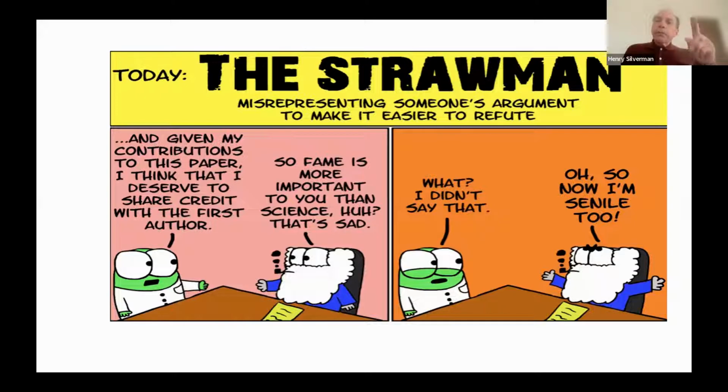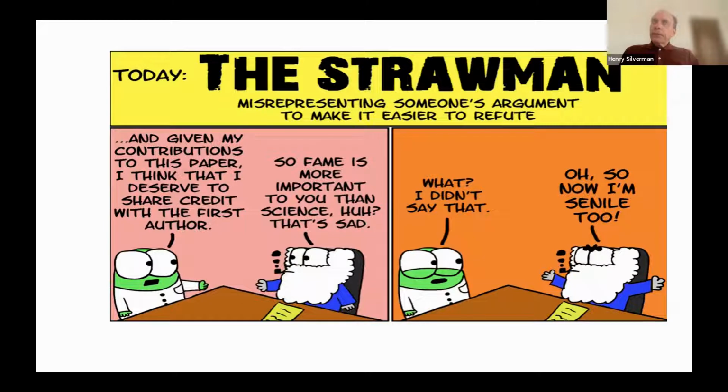Oh, no. The professor, you're close. The professor wants to refute the student's argument by claiming that the student is interested in fame. So if a student says, I deserve to be an author because fame is very important to me. Is that a strong argument? To be an author? No. No. But the student didn't say that. The professor is misrepresenting the student's argument by substituting a weak premise.